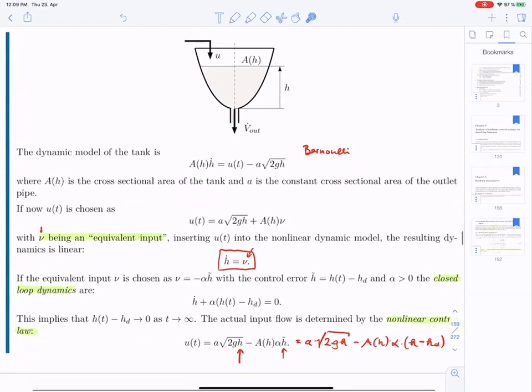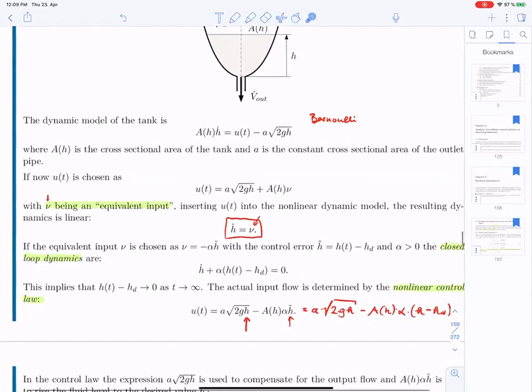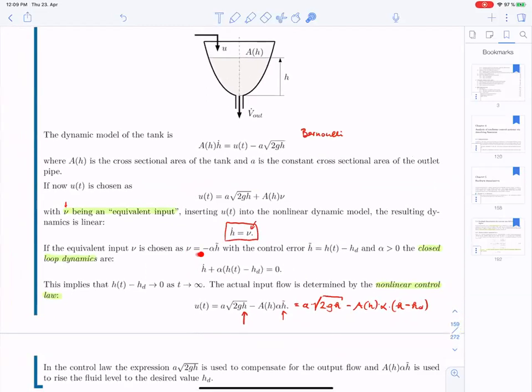Okay. If we do it that way, then we get closed loop dynamics in the following way. So this is h dot plus alpha times (h minus h_d) is equal to 0. So what you can see here is that this differential equation is already a linear one. And if we take the original control law, which is given here, and insert it into this equation, eventually we get a nonlinear control law.